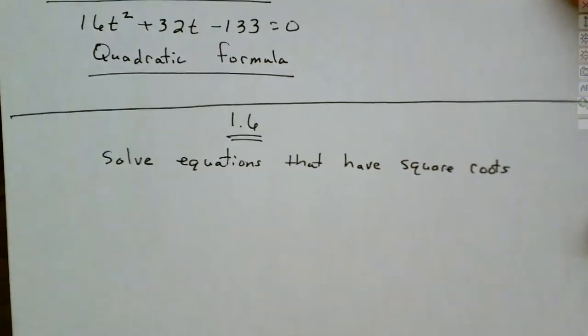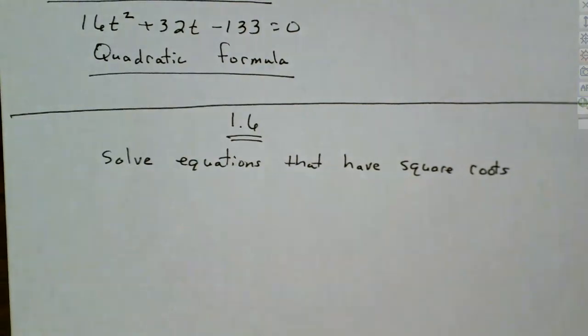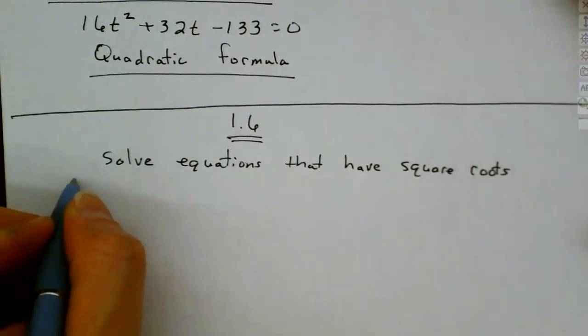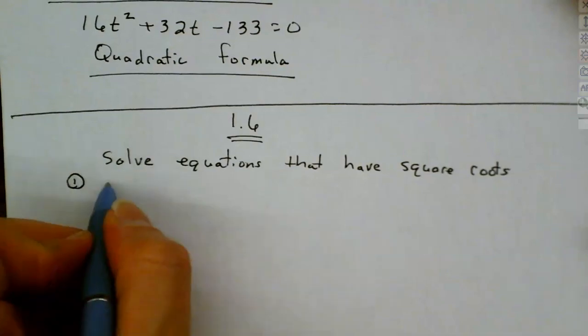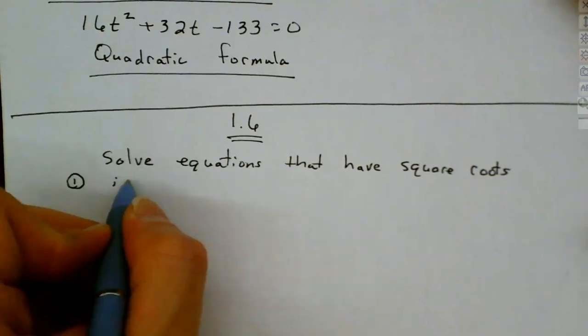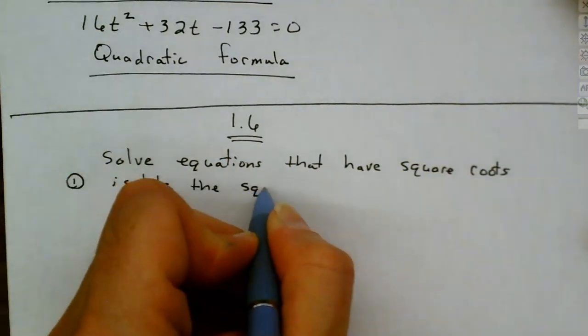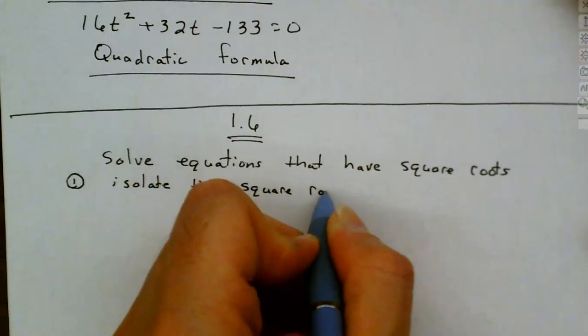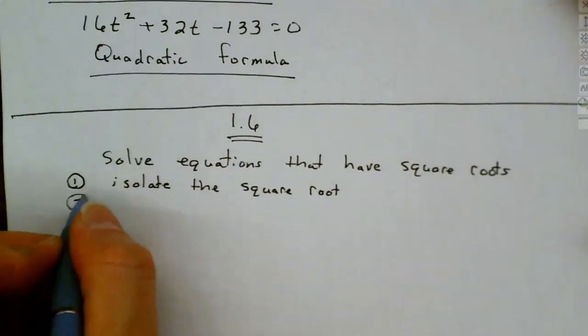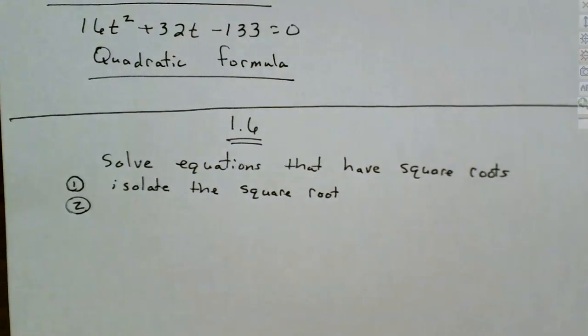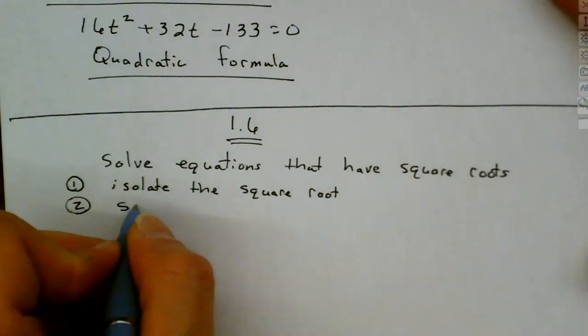Okay, so we're going to learn how to solve equations that have square roots. And if it has a square root, step number 1 is you want to isolate the square root. Now, a moment ago, we got rid of a square. And how did we get rid of a square? We use the square root. So now we've got a square root. So what's the opposite of a square root? Square. Okay? So then you're going to square both sides. That's going to get rid of your square root.